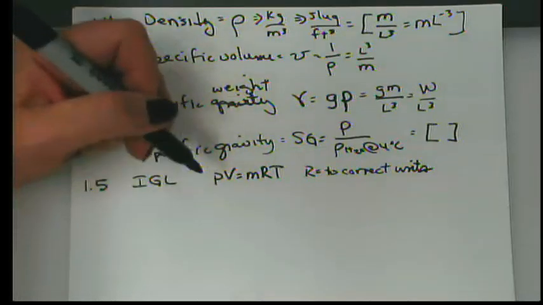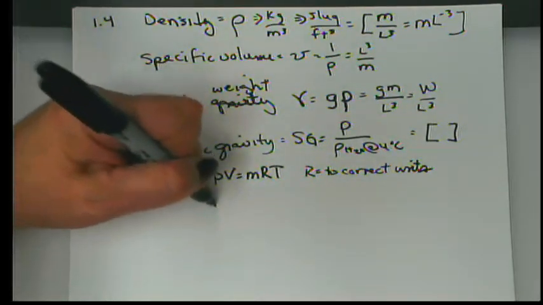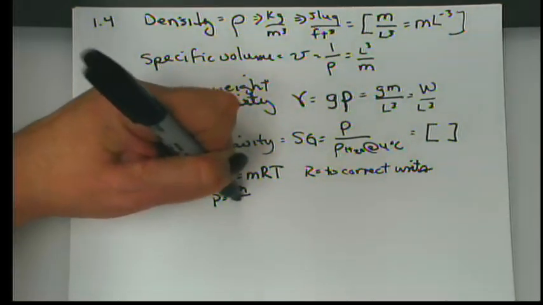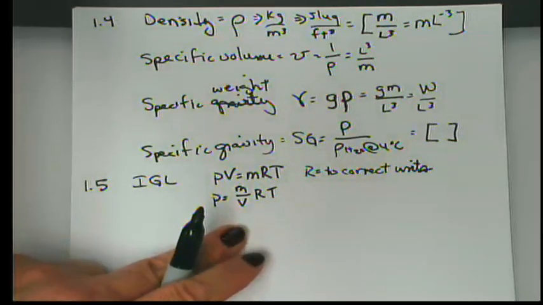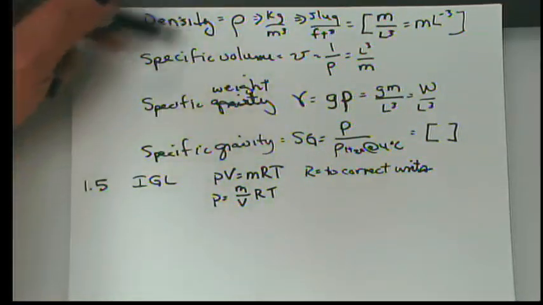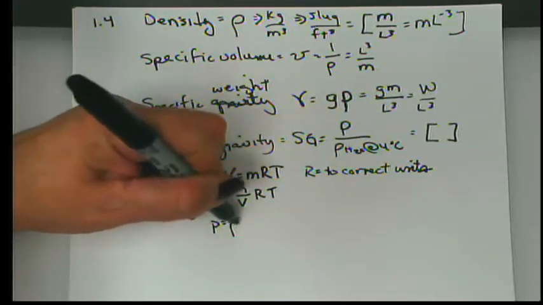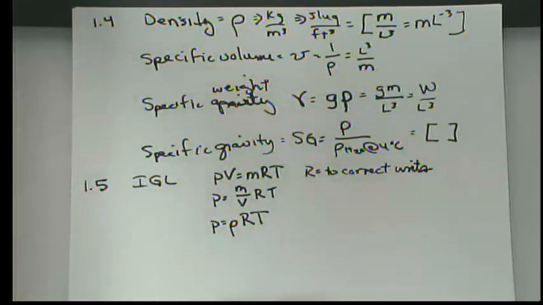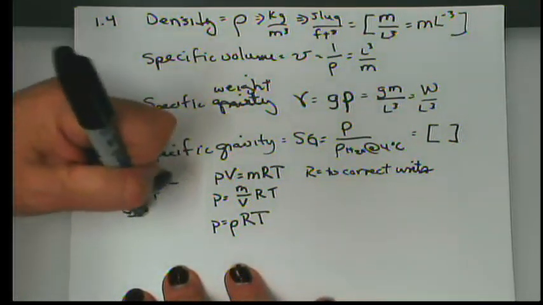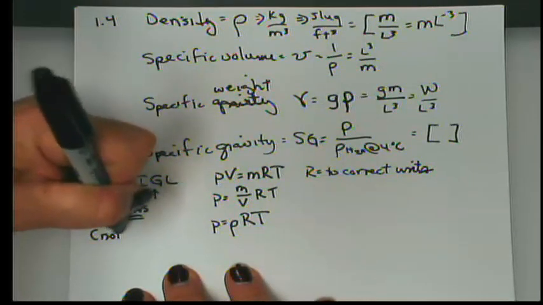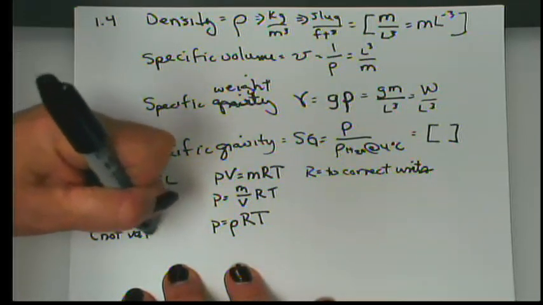The form of the equation that your authors use in this book is P equals m over v times RT, and as we just learned in section 1.4, mass per volume is density, so they write this equation like this. Pressure is equal to density times the gas constant times the absolute temperature. Now, it is important to note that this only applies to gases. This is not valid in any way for liquids.